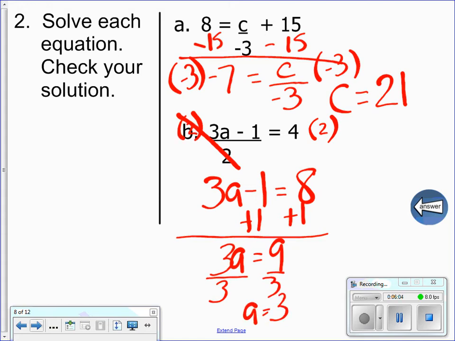If I check my answer, I can go back up here. Sorry, in this one. So I put in 3 for a. So that's 9 minus 1 is 8. Divided by 2 is 4. That's how you check your answer.